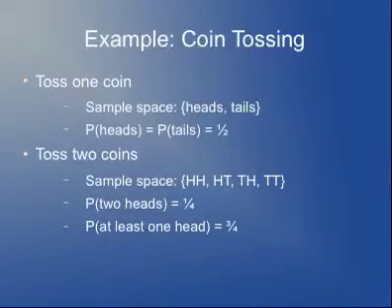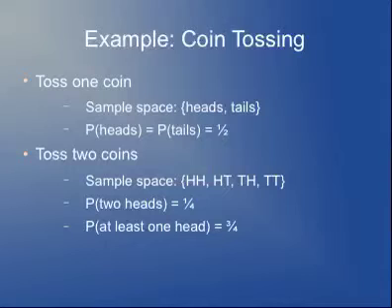So the canonical example of probability is you toss a fair coin. If you toss one coin, the sample space consists of two possible outcomes, namely heads and tails, and in this case the probability of heads would be equal to the probability of tails, which would be 1/2.